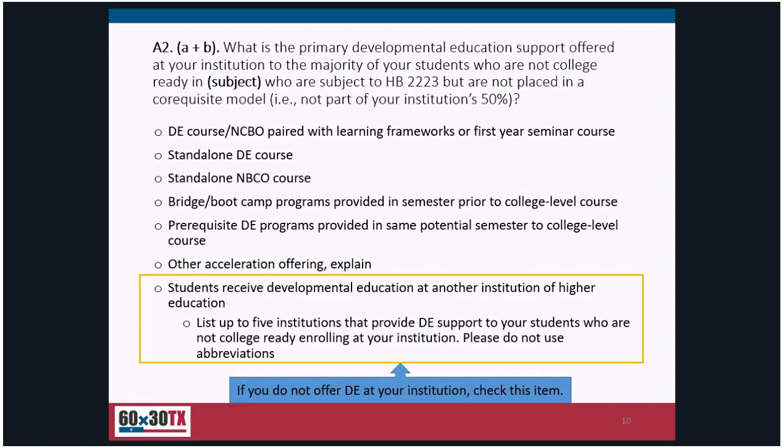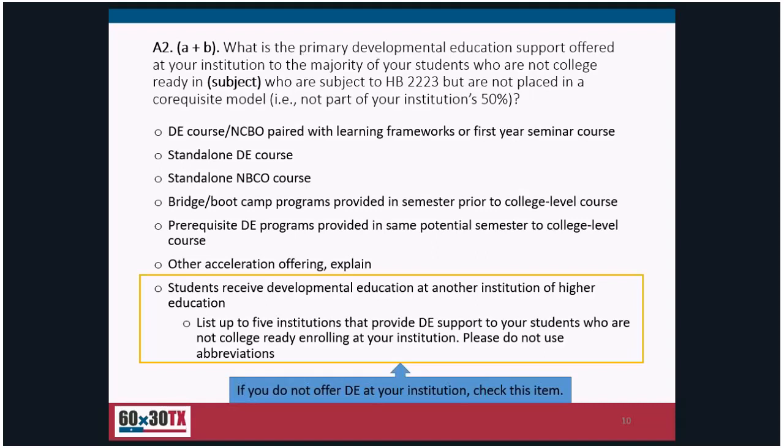So the next question that we'll highlight states, what is the primary developmental education support offered at your institution to the majority of your students who are not college ready? And this question pertains to both math and IRW, for students who are subject to House Bill 2223 but are not placed in a corequisite model. So what we're really getting at there, since we're not at 100% implementation, is what happens to those students?